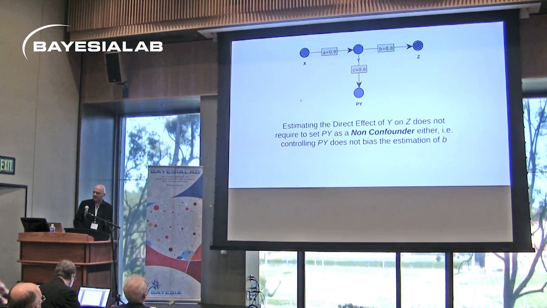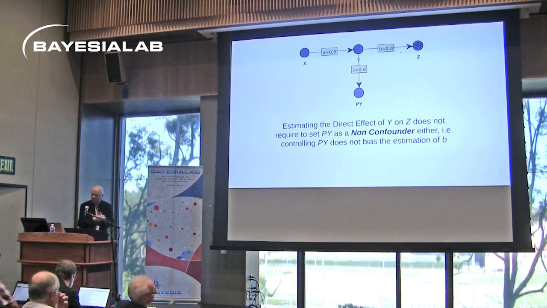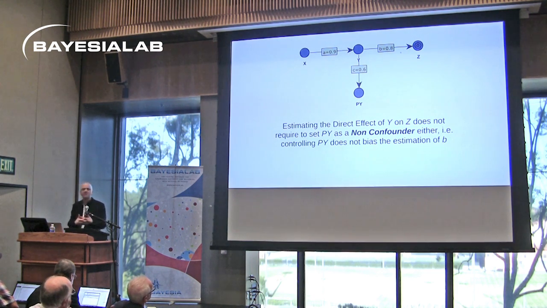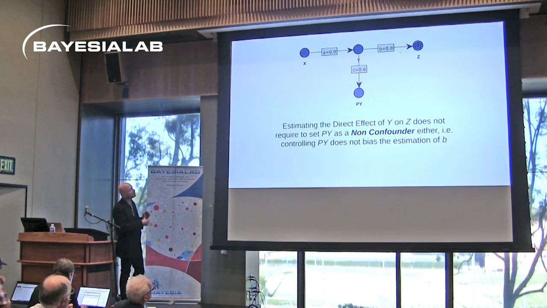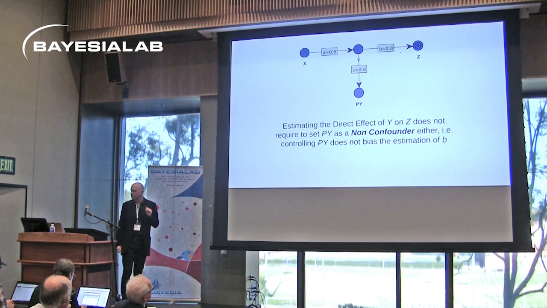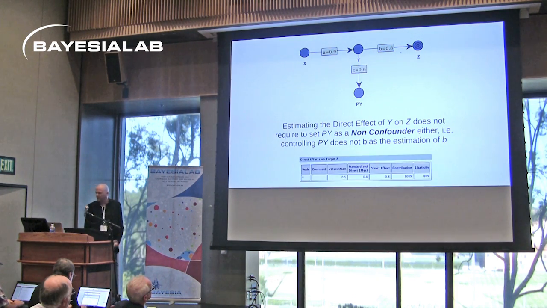This one, I want to estimate the direct effect of y on z, this b. I do not have to define py, which is a proxy of y, as a non-confounder. If I control py, I will not bias my estimation of b, because it's not on the path. Remember this.